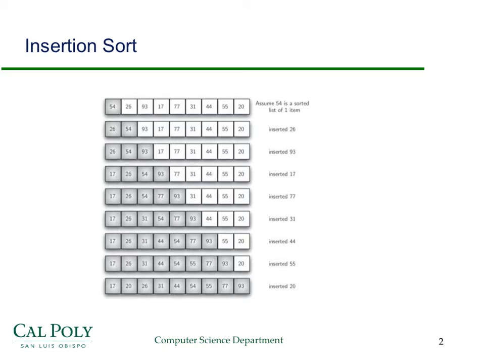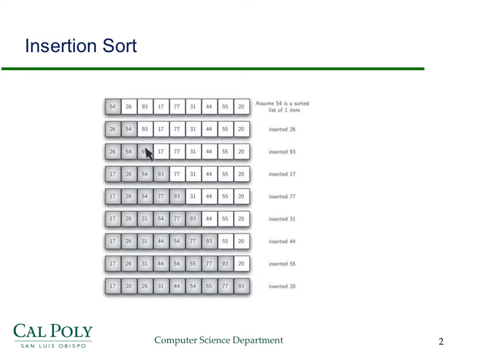So here's an example. We have a list of all these items. We start off, and 54 is already in sorted order. So we're going to start our loop here, and we're going to put the first two items in sorted order. The way we do that is compare 26 to 54, and 26 is smaller, so we slide the 54 over to here and put the 26 in the first spot. Now we have two things in sorted order.